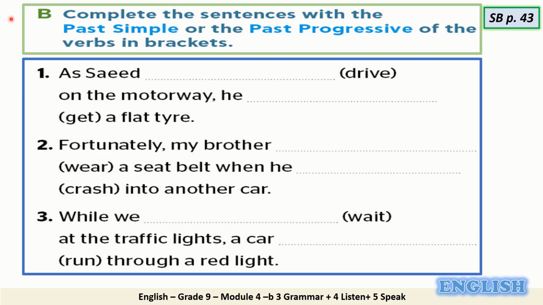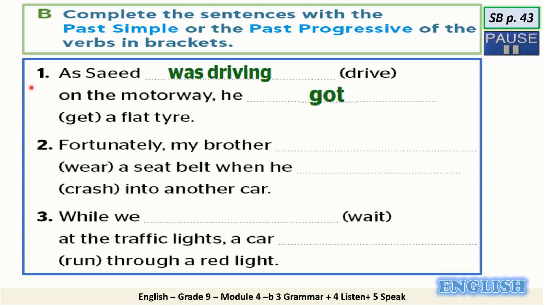B. Complete the sentences with the past simple or the past progressive of the verbs in brackets. Students' Book, page 43. You can stop the video, answer the questions, then check your answers. Let's answer number 1 first. As Saeed was driving on the motorway, he got a flat tire. We used past progressive because driving is the longer action. Got is the shorter action. We used past simple.